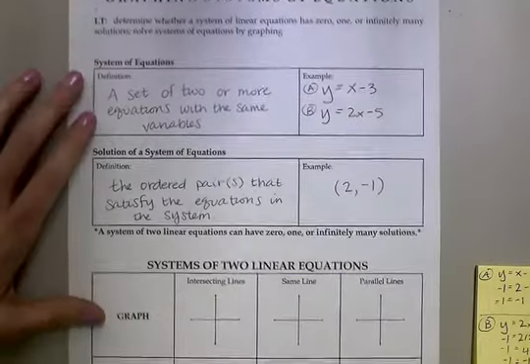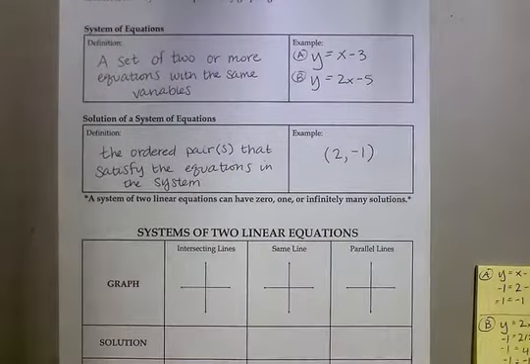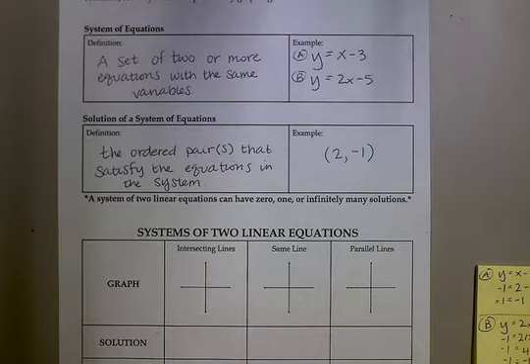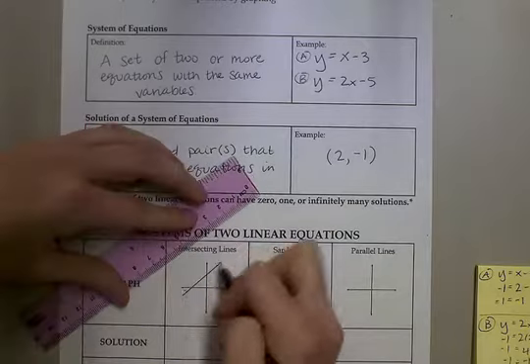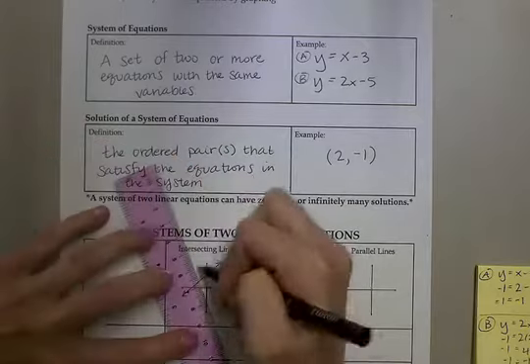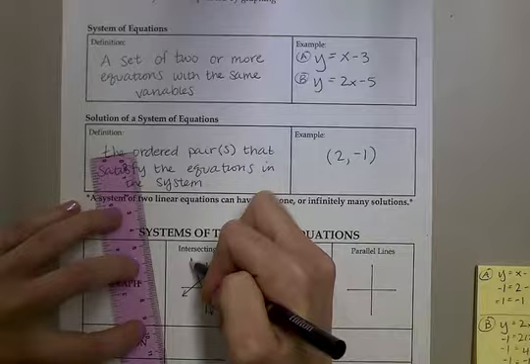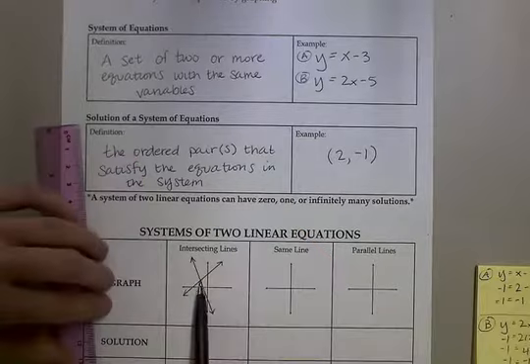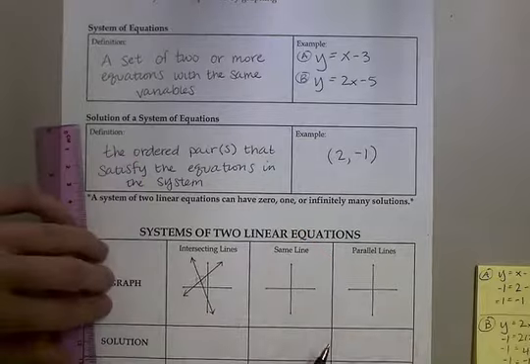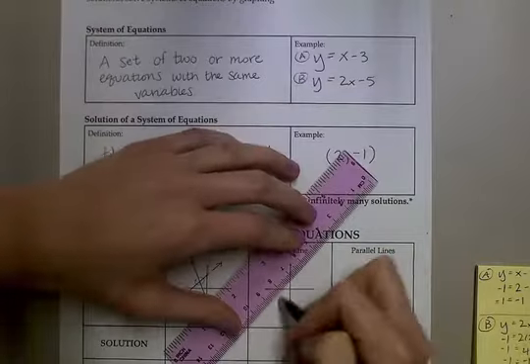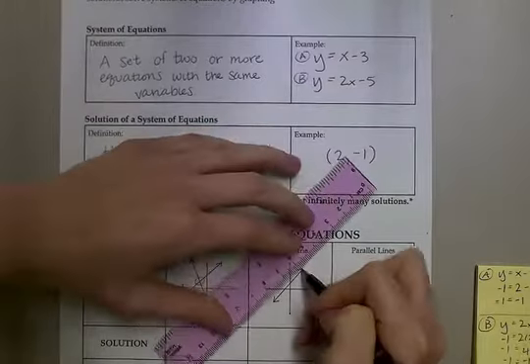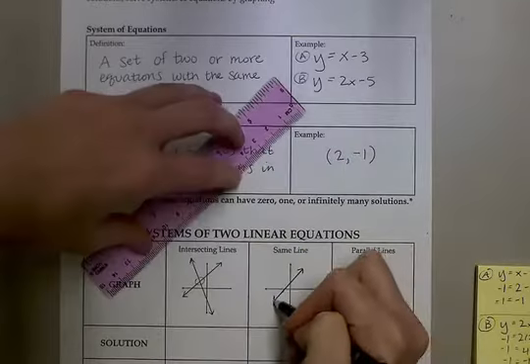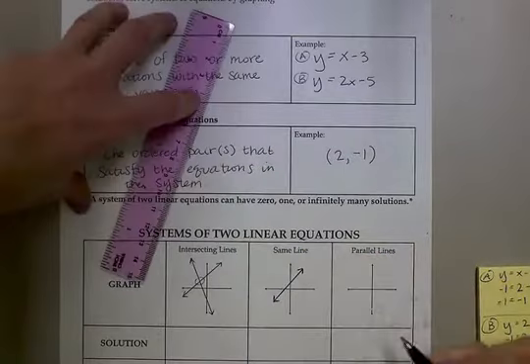So let's go ahead and take a look at what can happen when we graph a system of two linear equations. Now there are three things that can happen when you're graphing two linear equations. The first thing that can happen is you graph your two lines and they cross or intersect in one place. You could graph your equations, graph the first one, and then you go to graph the second one and you realize, well, it's just the same line.